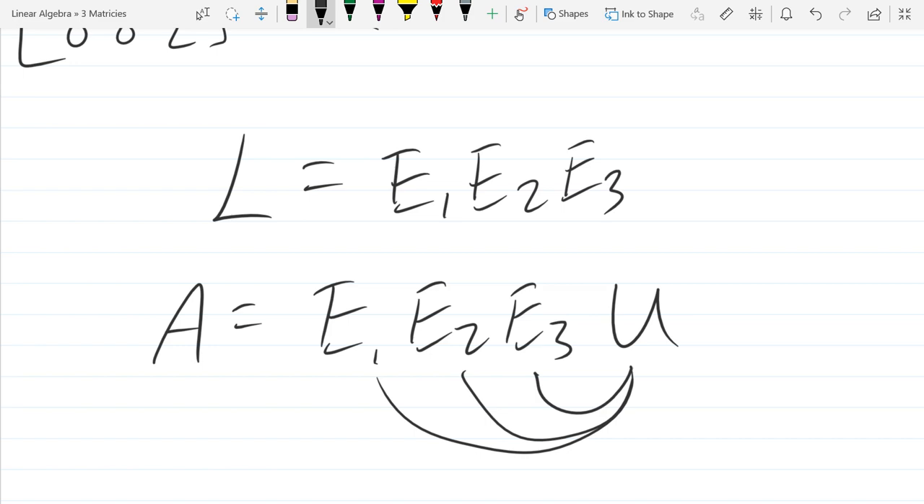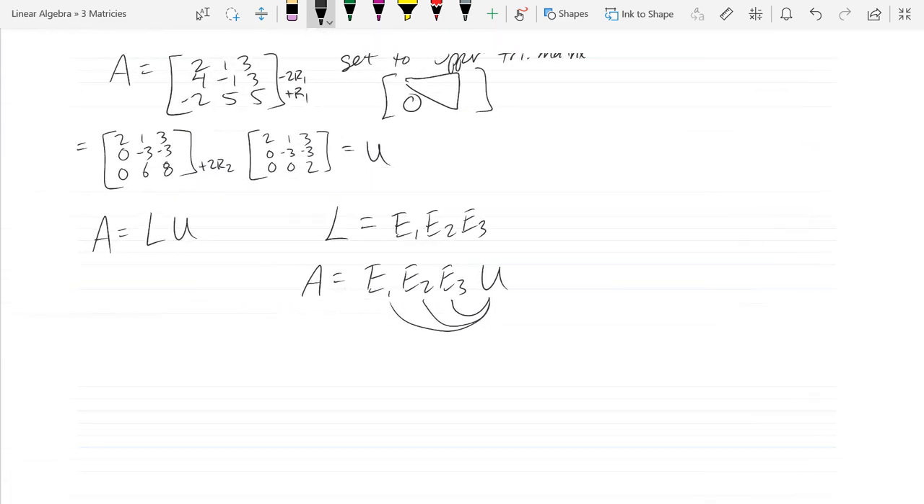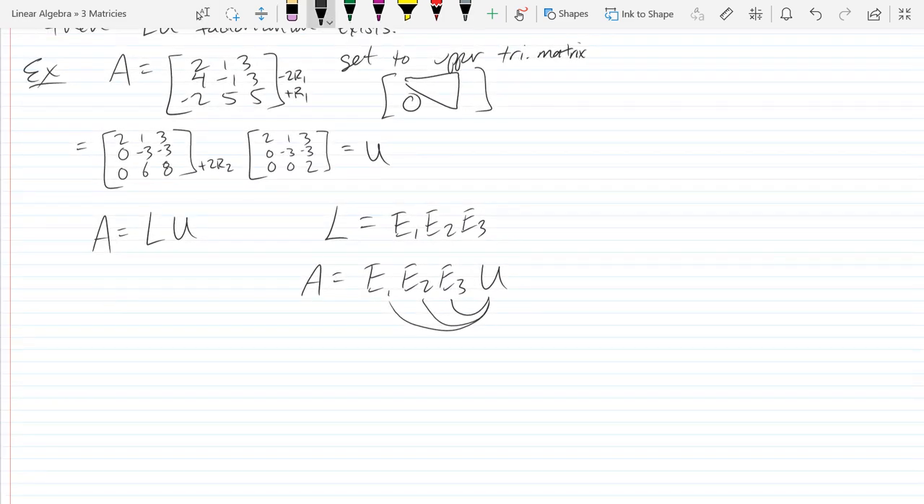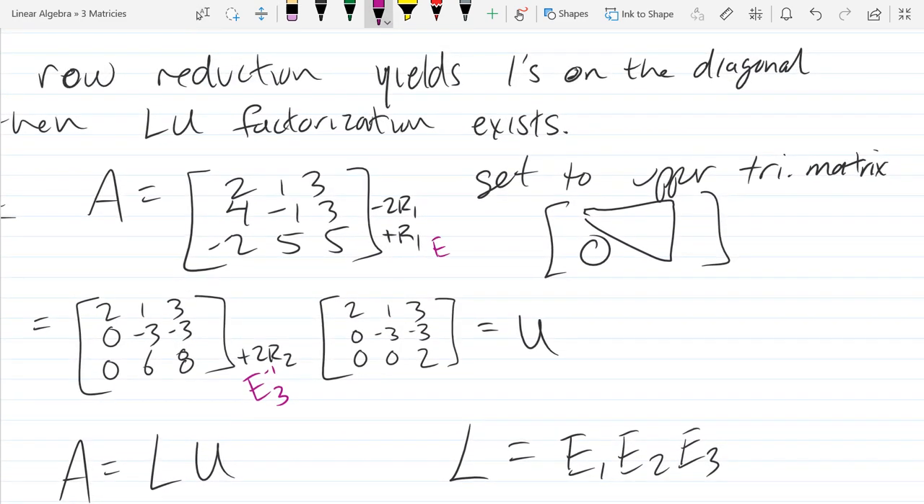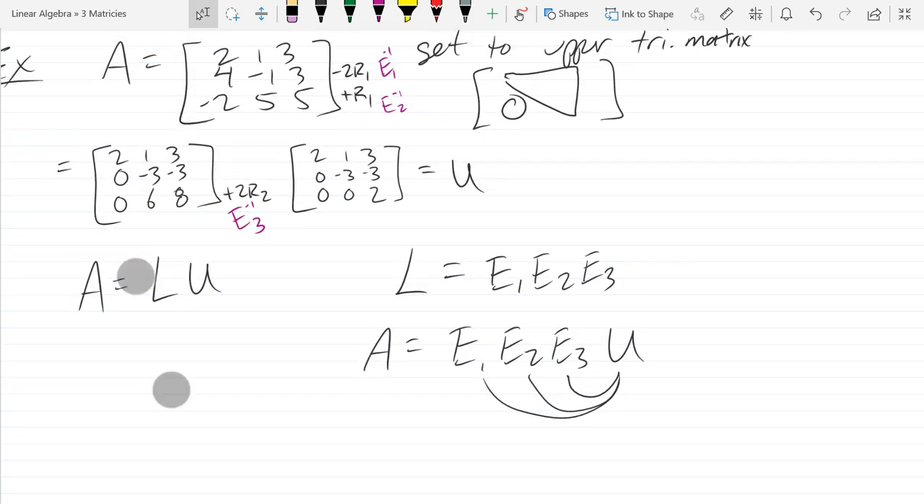So we're going to start at the matrix U and write down, so I'll label, this is really E3 inverse, because we're going to do the opposite operation for E3. And then, it doesn't matter the order, this will be E2 inverse, and then E1 inverse. And I'm writing inverses because we're going to do the opposite of the row operation that's written on the board. So let's do that now.